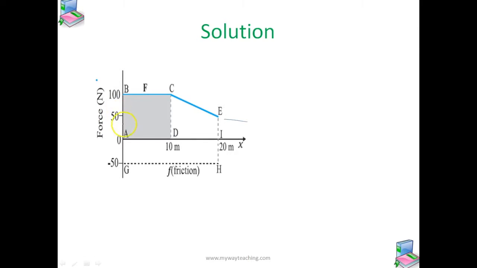Yes. At x equal to 20 meters, the frictional force is how much? 50 Newton, isn't it? It opposes the motion and it acts in the direction opposite to F. Since it opposes the motion, it acts in the direction opposite to the force F. So it is shown on the negative side of the force axis, not on the positive side, because this is the opposing force. So the work done by the woman is nothing but WF, we can say.